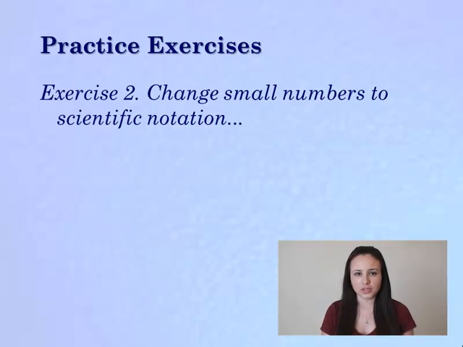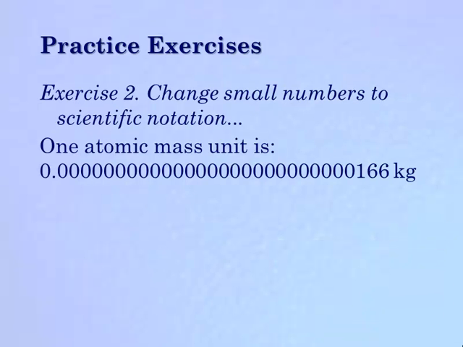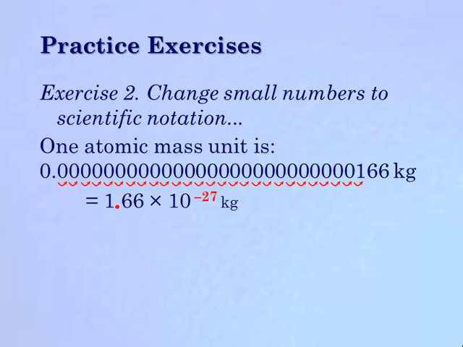Exercise 2 asks you to change small numbers to scientific notation. So, for example, we can have 1 atomic mass unit, which is that very small number with lots of zeros, followed by 166 kilograms. We can write that number in scientific notation by counting how many places we have to move the decimal point over to get a prefix of 1 and 10. In this case, we have to move it 27 places to the right. So that becomes our exponent of 10 to the minus 27 kilograms.